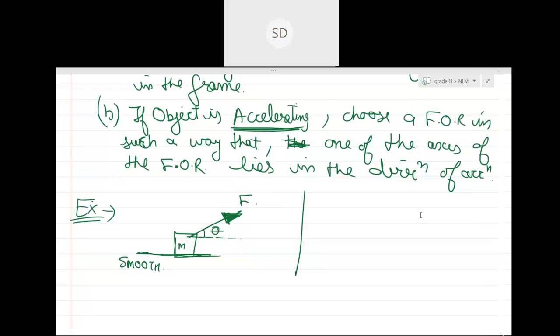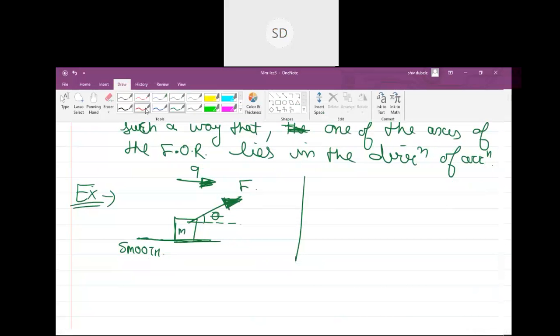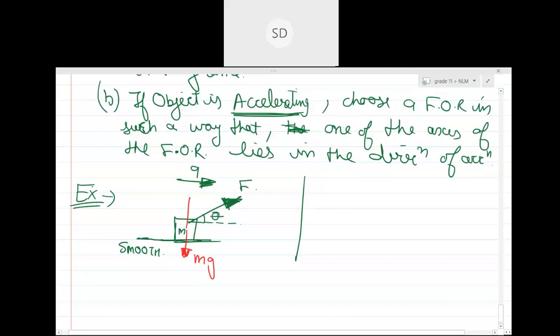So this object will keep on moving. Let's say it goes with an acceleration A. Now, can you tell me, if you draw the free body diagram of this object, there will be an mg acting in the downward direction, a normal reaction acting in the upward direction, and one more force F which is acting at an angle theta.